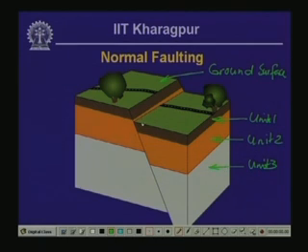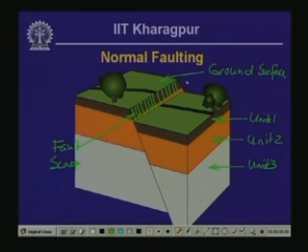Now, we have to describe the geometry of normal faulting. This particular portion of the slope is called the fault scarp. So, that steep portion of the slope is called the fault scarp.